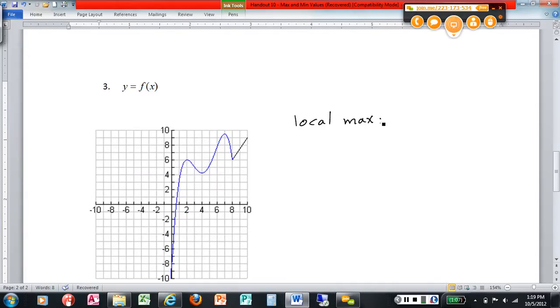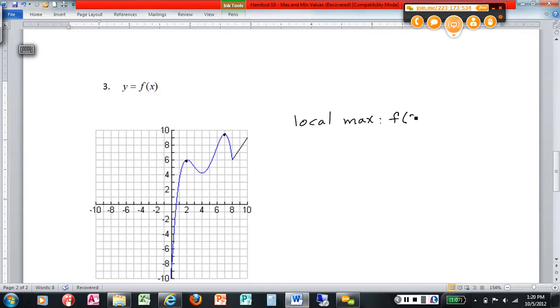How many local maxes do I have on number 3? Y equals f of x. Got a maximum here and a maximum here, and we'll just have to round off there. I think that's it. So how would I write that? Again, use the function notation. F of what equals what?